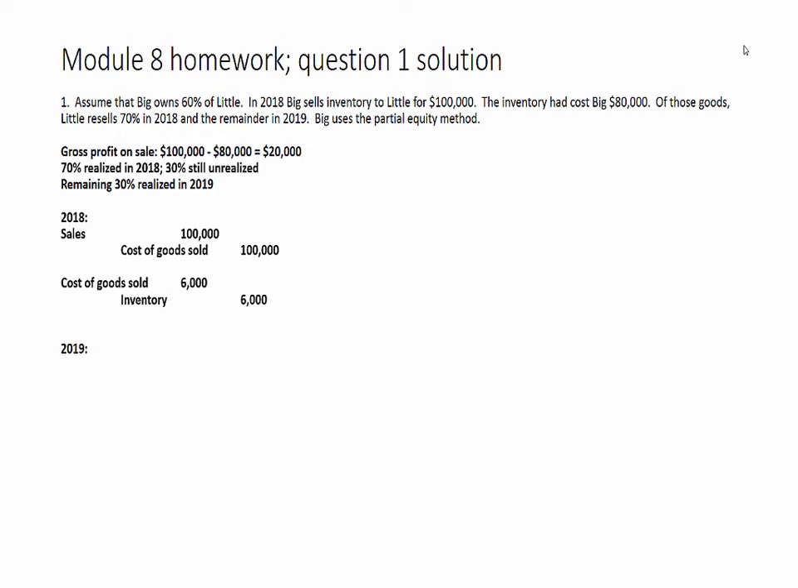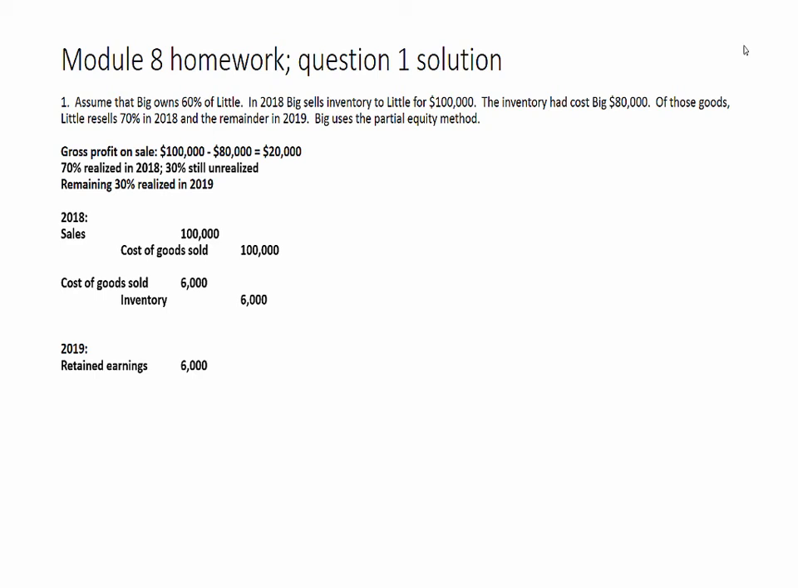In 2019, the remaining inventory is sold. Again, first we have to carry forward the unrealized gain or loss from the previous period. Big Company is using the partial equity method, and again, what that means is that in 2018, Big had a $6,000 unrealized gross profit, which they did not eliminate, or adjust for, or counter with their equity method entries. They were using the partial equity method.